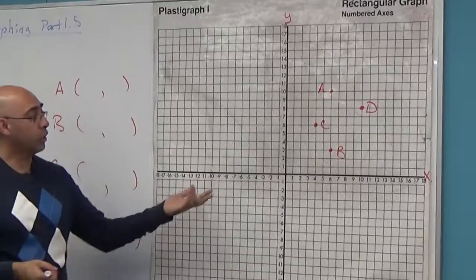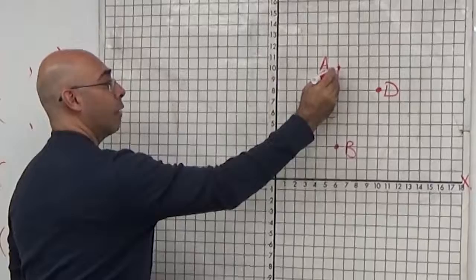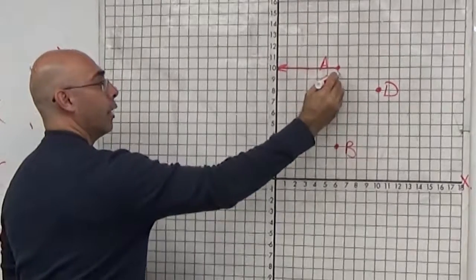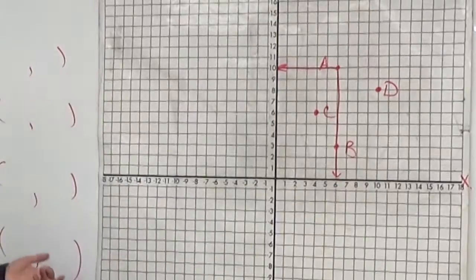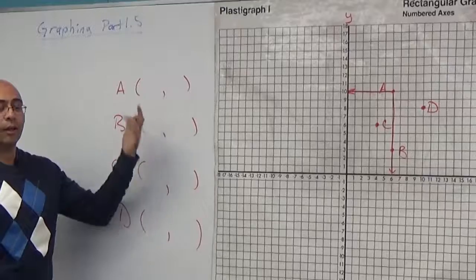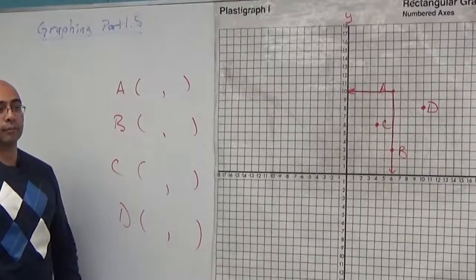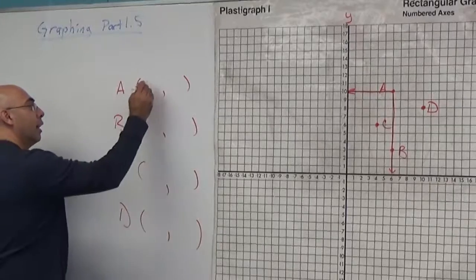Now the question is, which number do I use? Like for point A, if I look at the points, I have a 10 over here, and I have a 6 over there. But do I write it as 10, 6, or 6, 10? How do I label it? Yes, you label it as 6, 10.